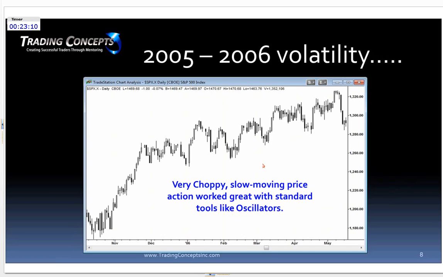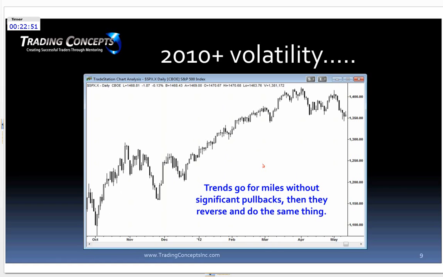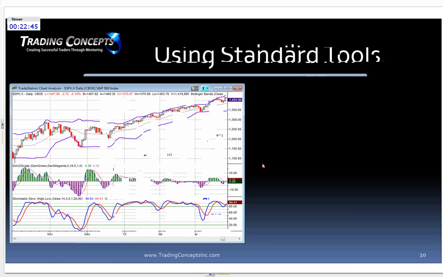So how does this make trading harder for investors using the standard tools and techniques? Well, if you look at the market that we had not long ago, 2005, 2006, it was very choppy, slow-moving price action. This worked great with things like oscillators, MACD divergences, all the standard tools that we learned in the workshops once upon a time. But in today's volatility, we get these trends that go for miles without significant pullbacks. And then they reverse and they do the same thing again. It's a different market because of this.